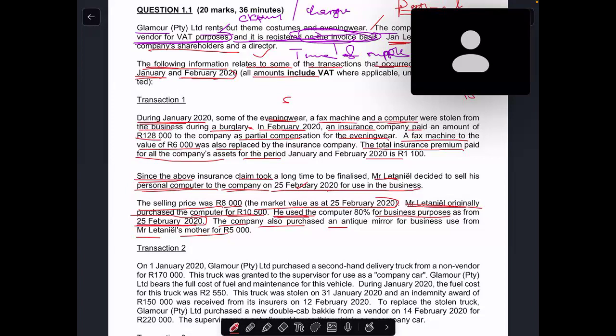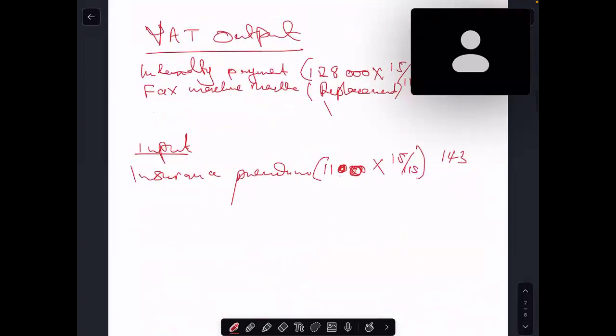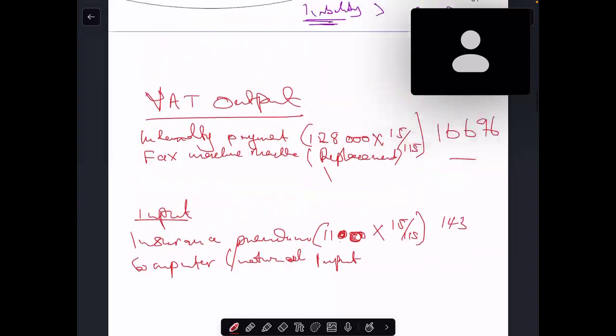The company also purchased, right, this one is now another transaction. Right, so on computer, we are going to claim notional input. We need to show the examiner that you know what you are doing. Notional input. How do we calculate our notional input? We calculate it on the lower of cost and the market value.